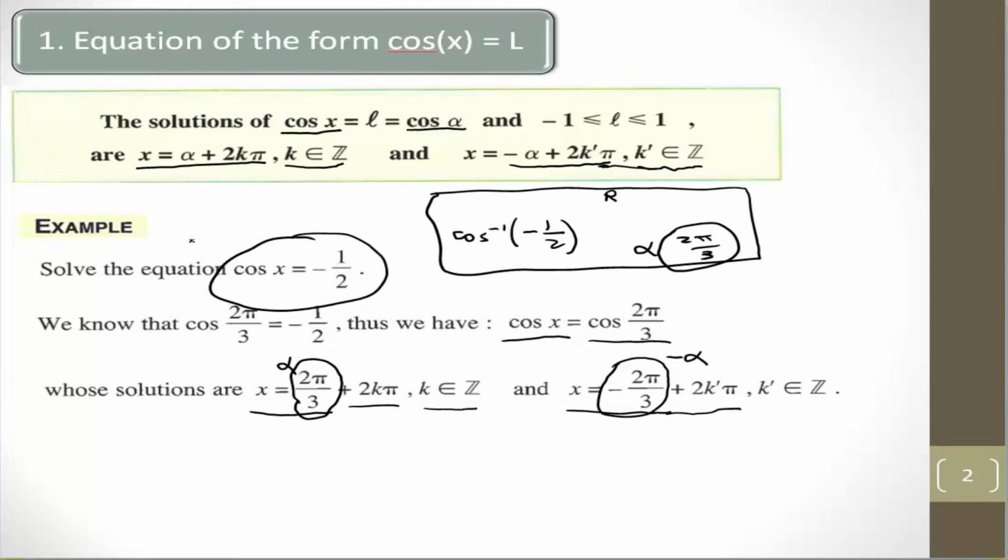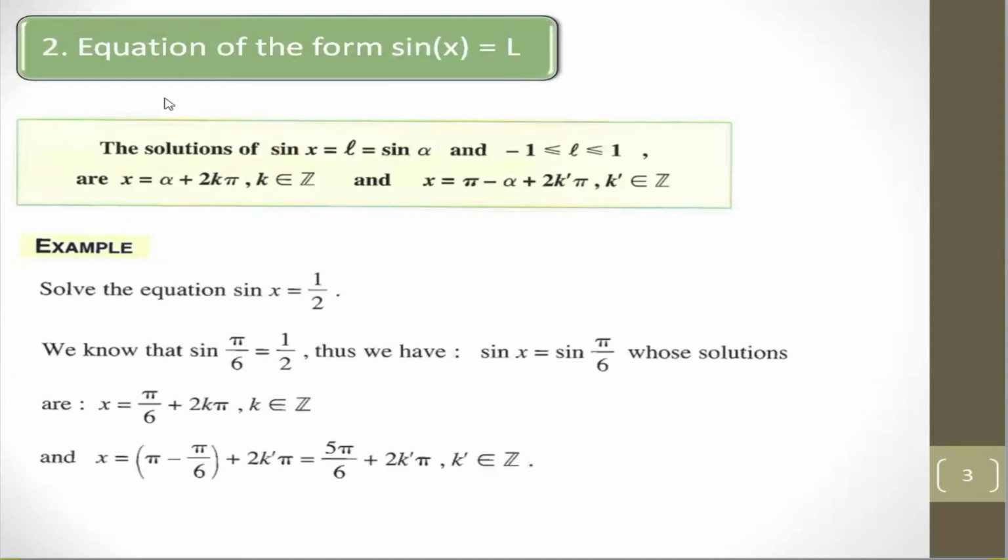Let's take another kind of equation, which is an equation of the form sine x equals L, a number. We have a property that says that if sine x equals sine alpha, then x equals alpha plus 2k pi, the first solution. The second solution is x equals pi minus alpha plus 2k prime pi. Let's take an example to understand it more.